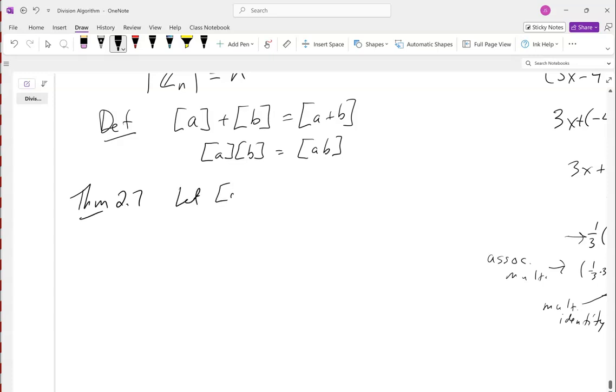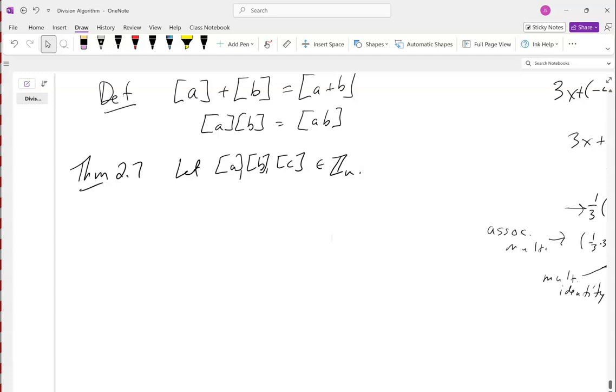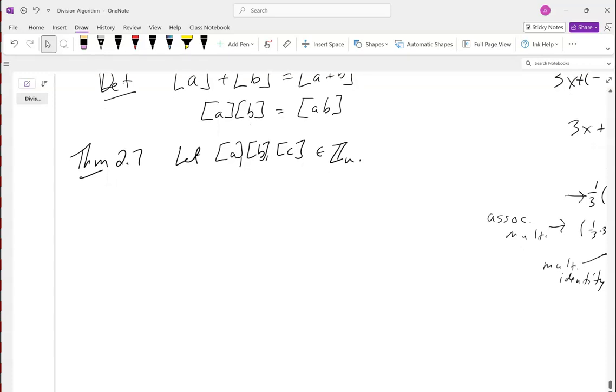We'll let A, B, and C be in Zn. And now, of course, I'm using brackets again, but I swore I was going to switch over to bars. These axioms are going to look a lot like your vector space axioms. They're going to be a little bit different, but there are the same number. There are 10 of them again. But they're things we're already used to.